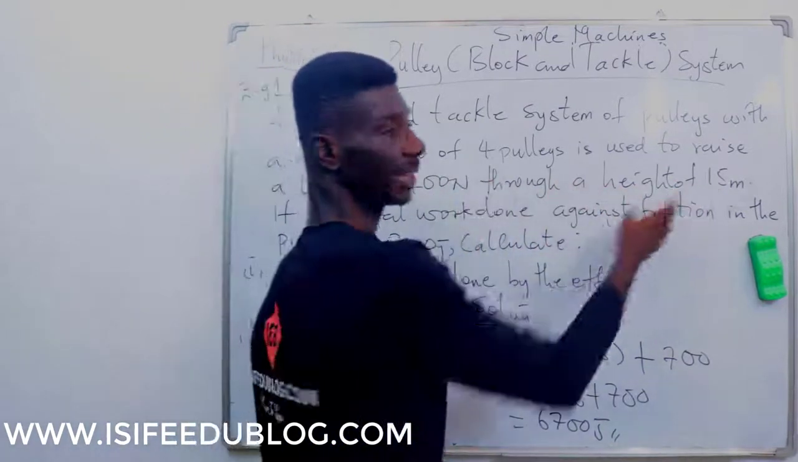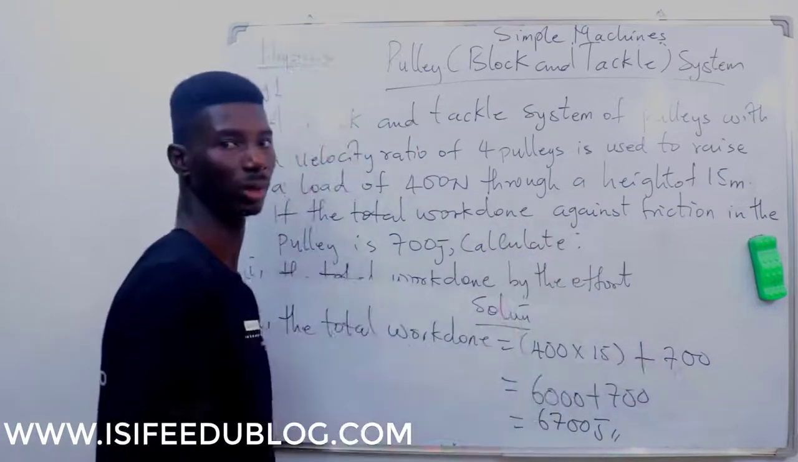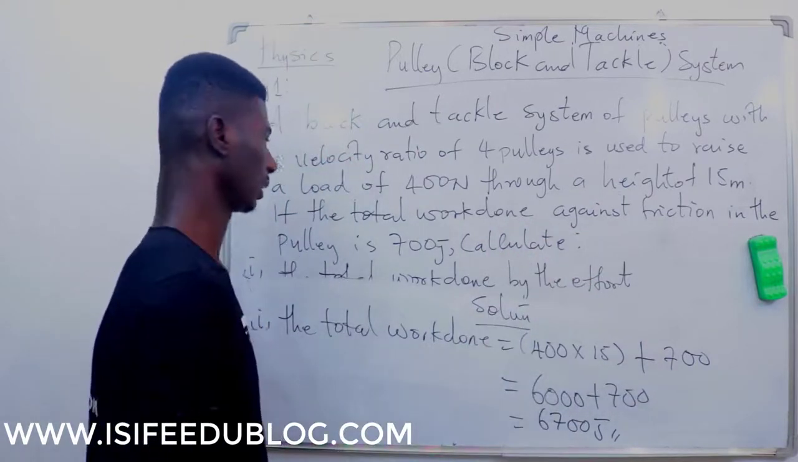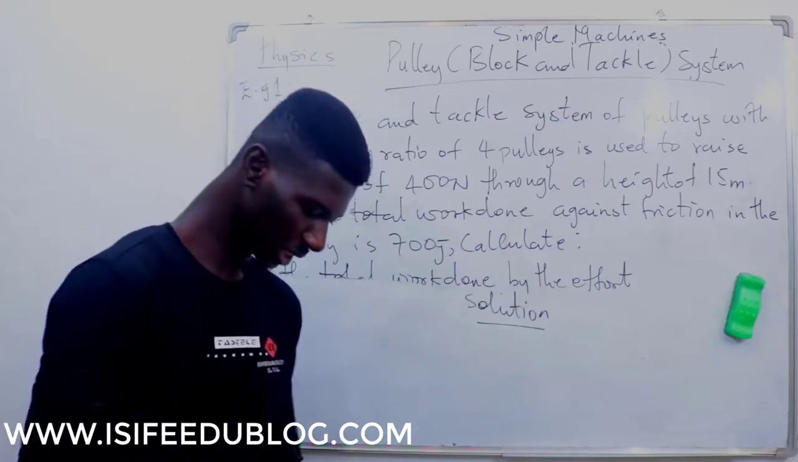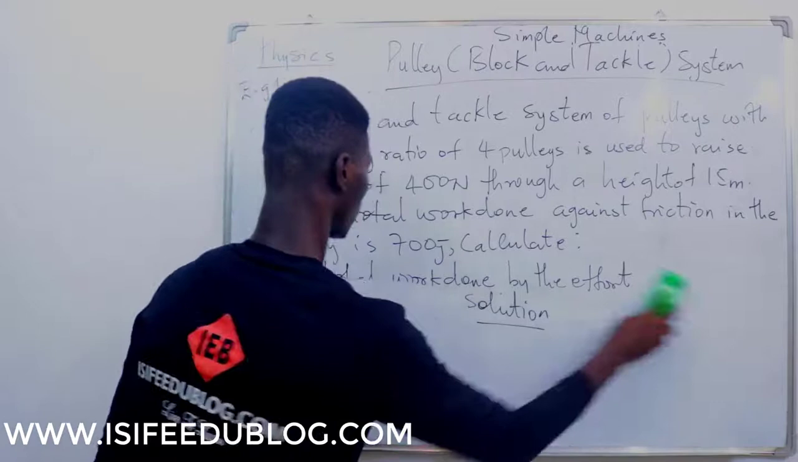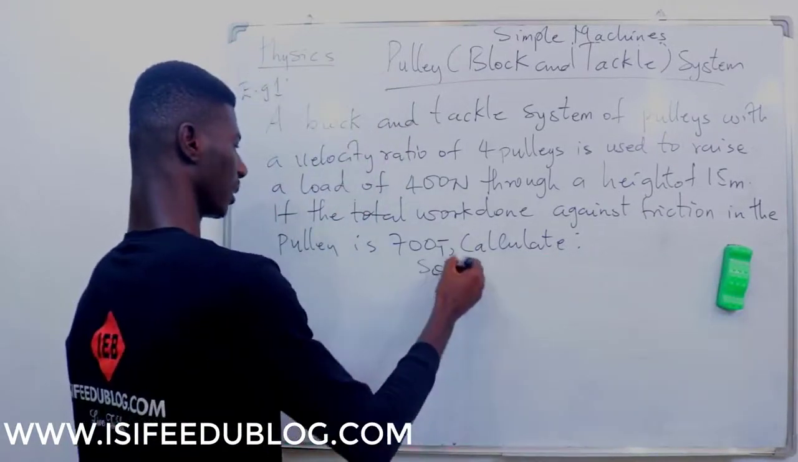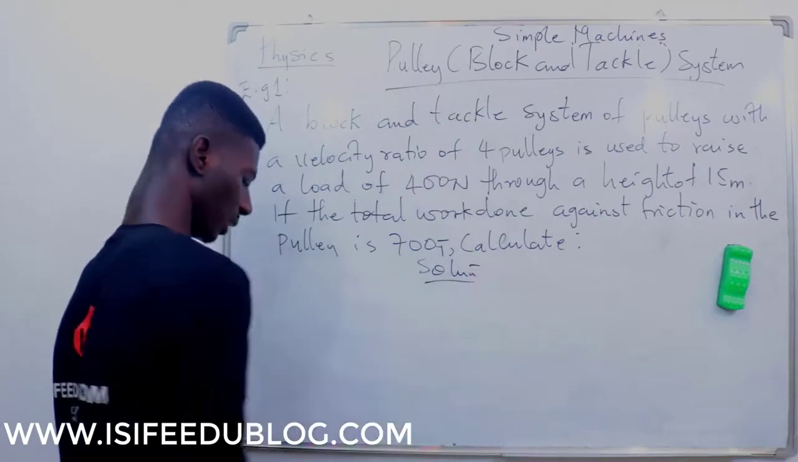This times the height, the load covered, plus the work done against friction. Now question 2 says efficiency of the system. The efficiency of the system. So how do we calculate the efficiency of the system?